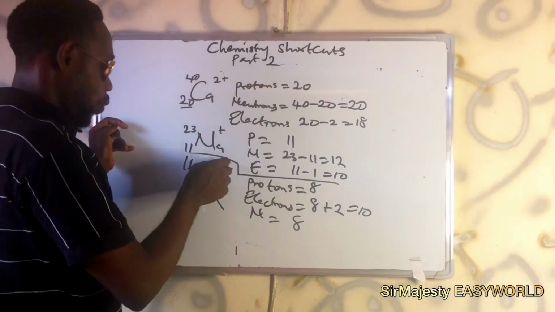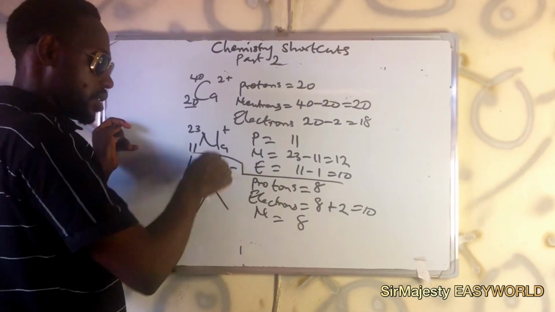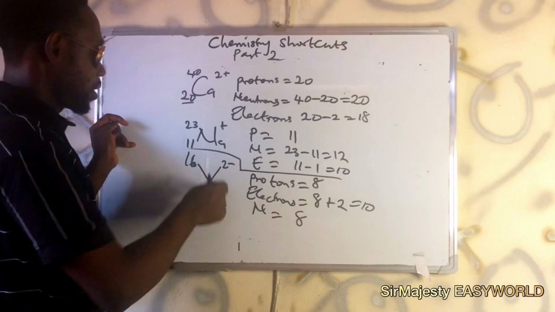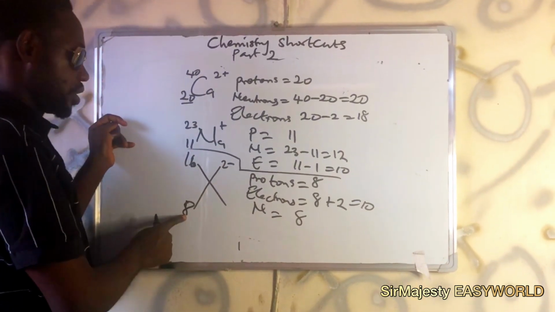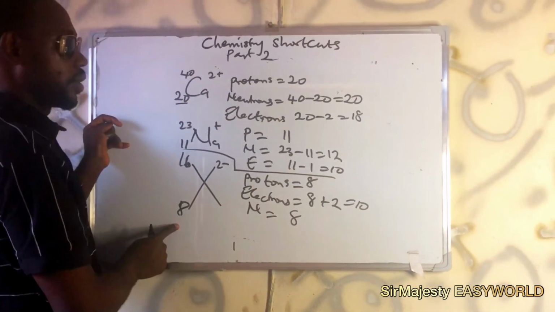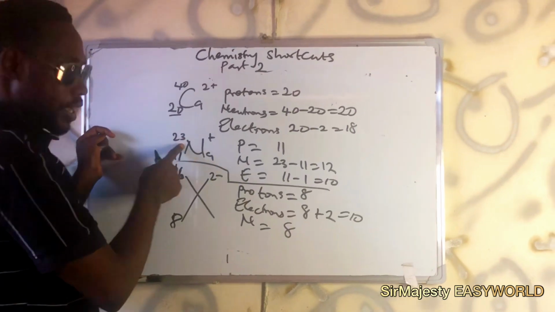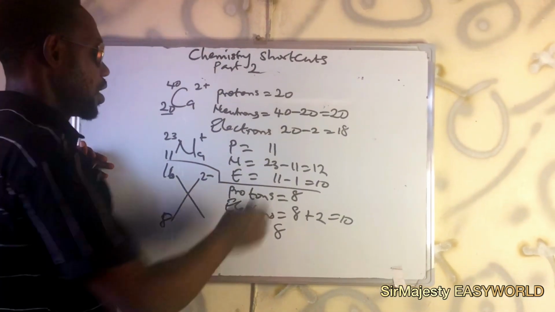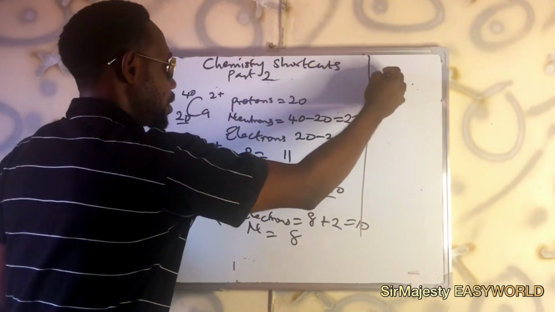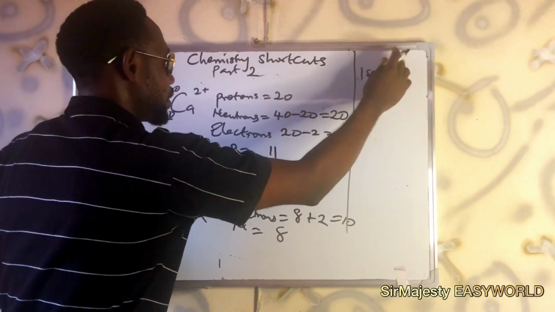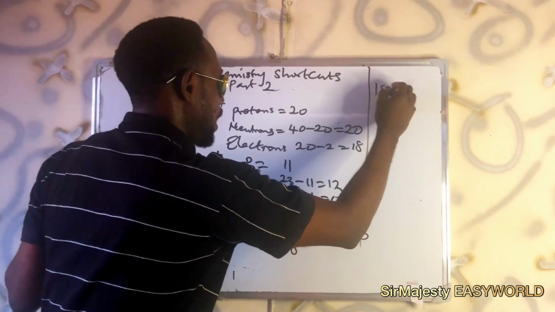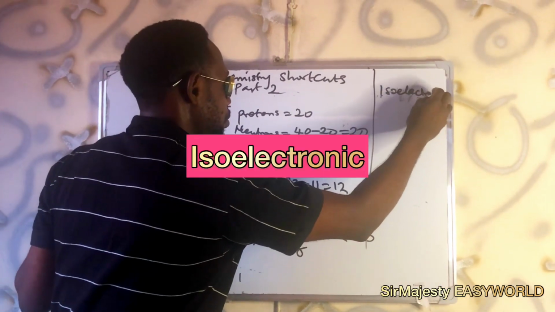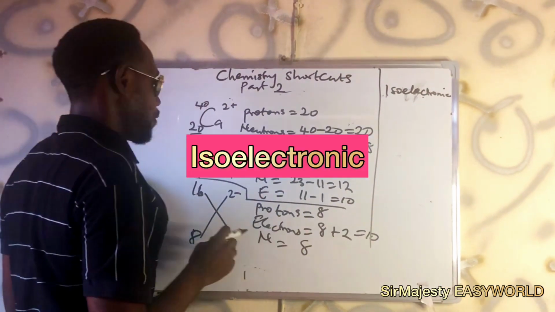Now, this charge is where my interest is. If they give us this charge, just do negative mathematics. If you see minus, you add to this. If you see plus, you minus from this. Therefore, sodium ion and the oxygen ion are isoelectronic. What do you mean by isoelectronic? That's, they have the same number of electrons.